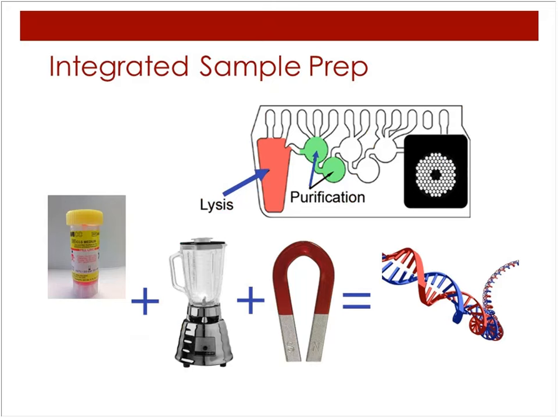So in the first part of the pouch, the specimen, as I mentioned, will be bead-beaten to disrupt the organism, and then nucleic acid will be bound to magnetic beads, which are then washed, purified, and eluted to the next stage.